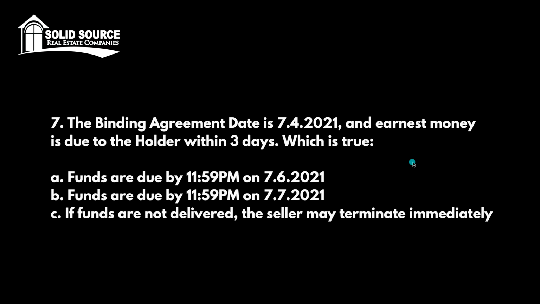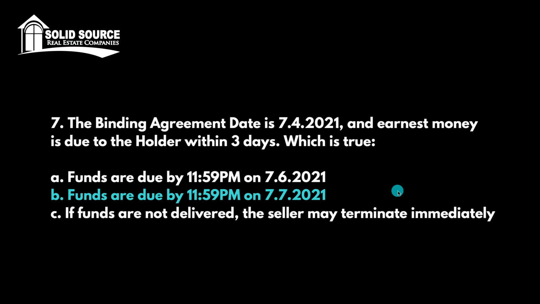Number 7: the binding agreement date is 7/4, so this is an example, 7/4/2021, and earnest money is due to the holder within 3 days, which is true. A, funds are due by 11:59 on 7/6; B, funds are due by 11:59 on 7/7; or C, if funds are not delivered, the seller may terminate immediately. All right, so it's going to be B. So 3 days from the binding agreement date. The GAR contract uses the word from when measuring days, which is a key word. So 3 days from the 4th: 5, 6, 7 would be the 7th.